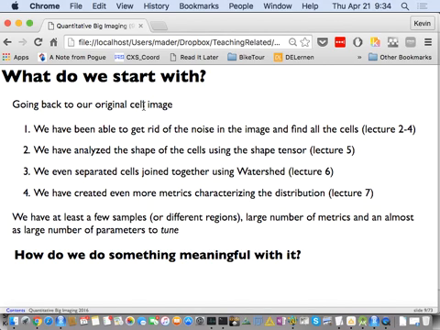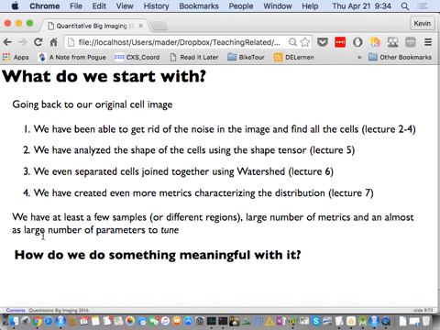That you're able to get rid of the noise and find the cells in lectures 2 through 4. So this was the segmentation, this was the filtering, all of these other approaches. You could analyze the shape using the shape tensor. And so that gave you some description for how this cell looks. You could even separate linked together cells or cells that were touching using watershed and make even more metrics to characterize the distribution. And so we've come up with a bunch of different numbers that describe the sample fairly well.